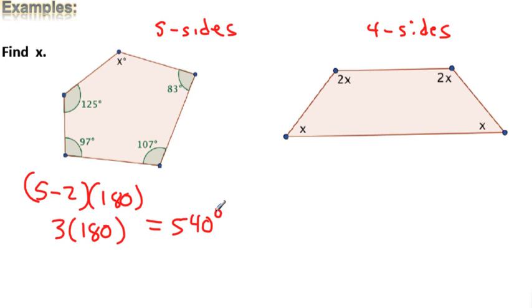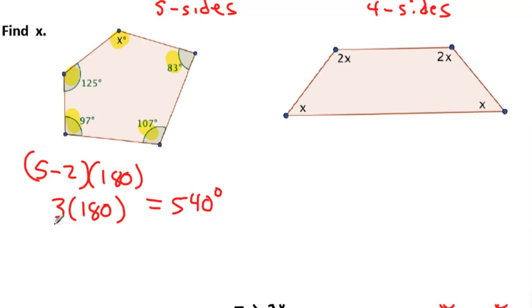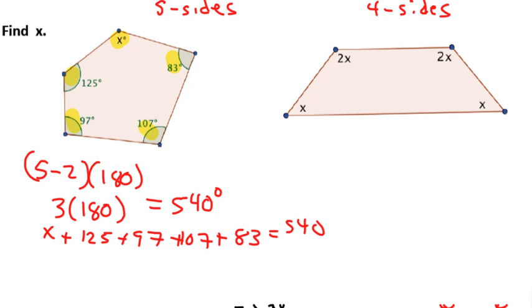Well, we're going to create an equation. All of these angles here, if you take that angle and this angle and this angle, they should add up to 540 degrees, and we know that because of our formula. So let's write an equation. We have x plus 125 plus 97 plus 107, forgot one, plus 83, that should all equal 540 degrees. Well, now it's just a matter of combining like terms. We just got to combine like terms.